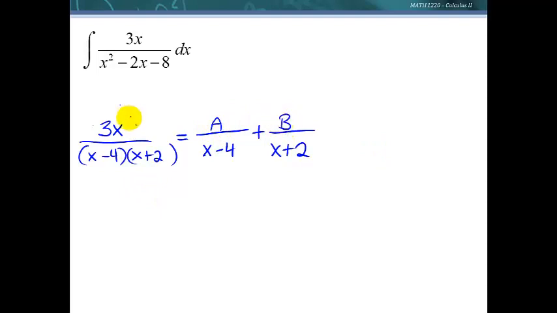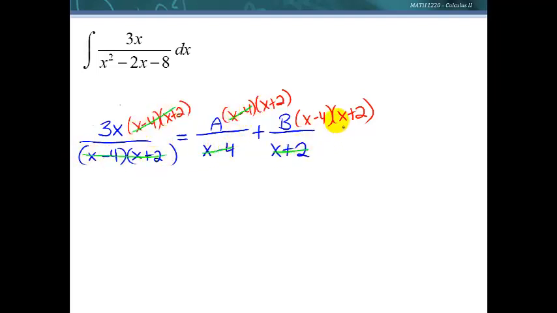Now I'm going to clear this of fractions by multiplying everything by the common denominator, and if you start to end up doing this step in your head and just writing what's left, that's totally fine. I just wanted you to clearly see why this method works, where this is coming from, and so I'm showing you this. So this would cancel with this, would get rid of the x minus 4, this would get rid of the x plus 2.